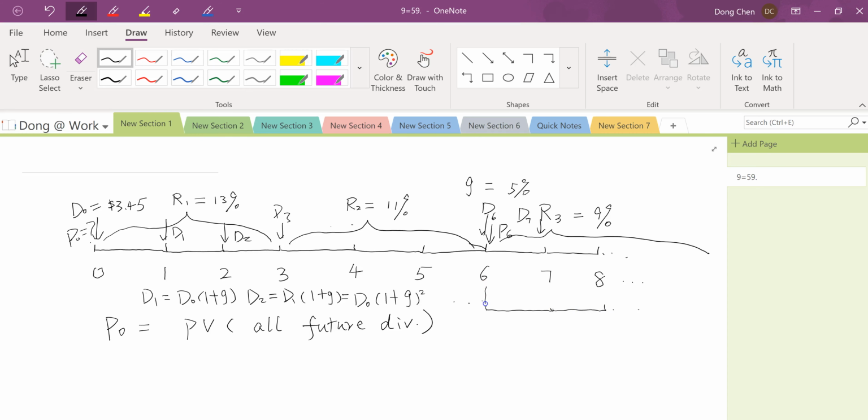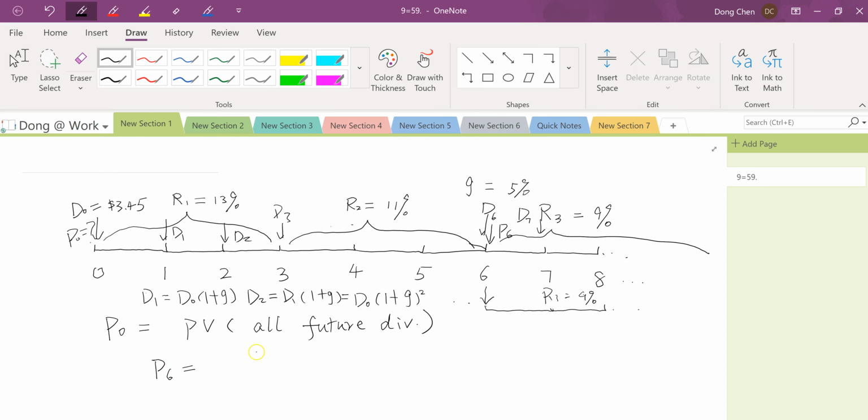When we stand here and look forward, the discount rate will be a constant, right? R3 equals 9%. That's constant. So we can use the formula to figure out P6.